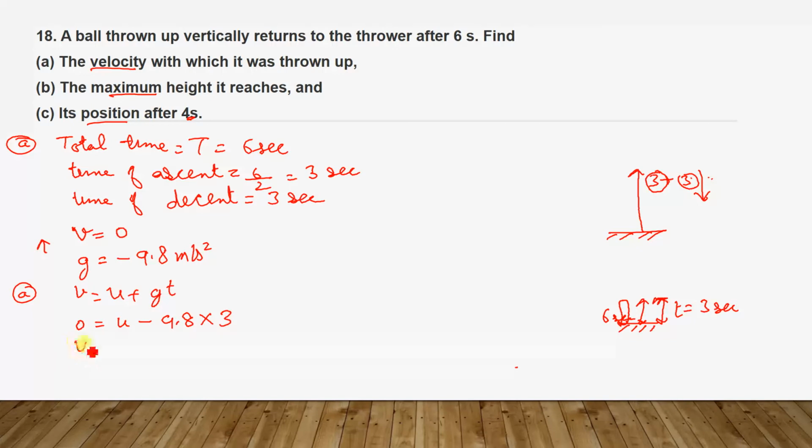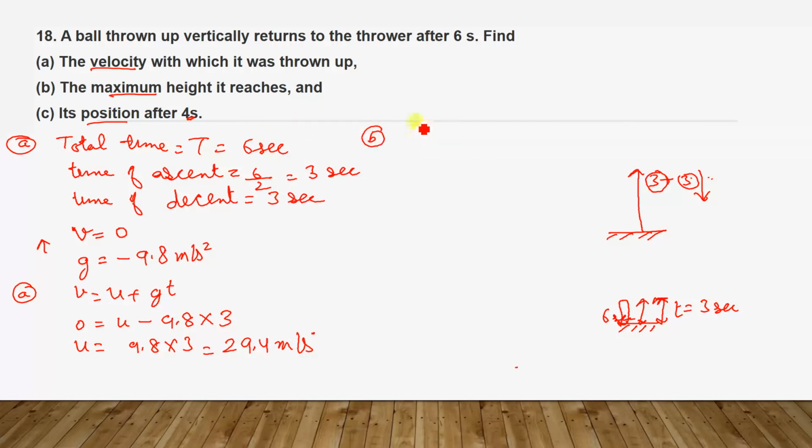seconds. Okay, so U comes out to be 9.8 multiply 3. So it is 29.4 meter per second. ठीक है. Okay dear, now A part is solved. The velocity with which it was thrown, initial velocity, we have calculated. Let's move to the B part.